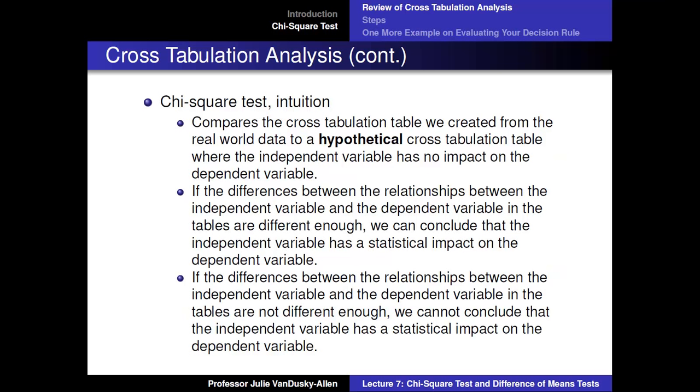To do this, we use a chi-square test. A chi-square test compares the cross-tabulation table we created from the real-world data to a hypothetical cross-tabulation table where the independent variable has no impact on the dependent variable. If the differences between the relationships between the independent and dependent variable in the tables are different enough, we can conclude that the independent variable has a statistical impact on the dependent variable. If the differences are not different enough, we cannot conclude that the independent variable has a statistical impact on the dependent variable.